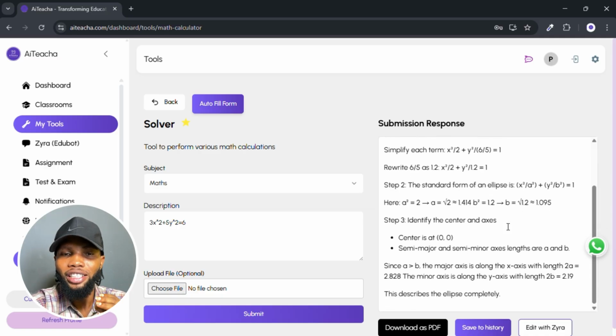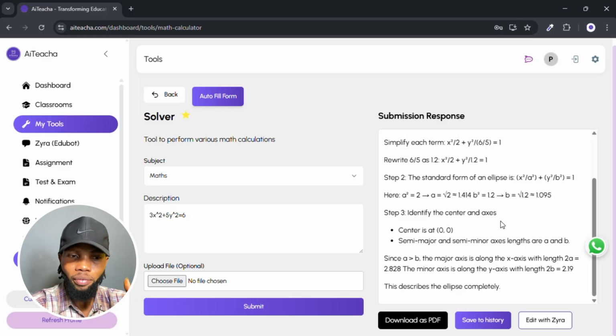Step 2, the standard form of an ellipse is x squared divided by a squared in a bracket plus y squared divided by b squared in a bracket equals 1. It goes further to simplify it. Then step 3, identify the center and axis. Center is at 0 and semi-major and semi-minor axis lengths are a and b.